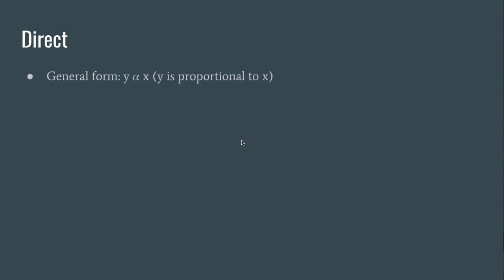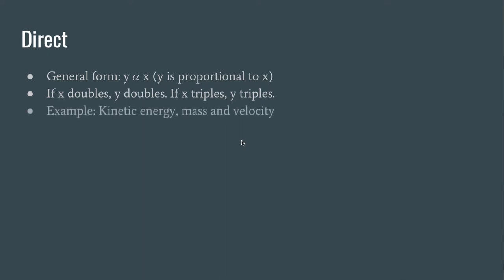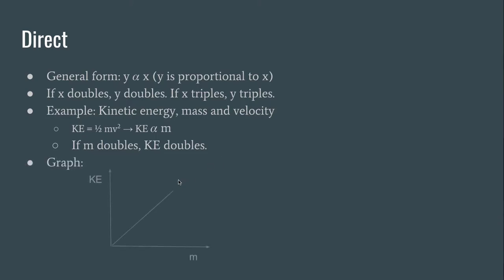They take the general form of y is proportional to x. So we should recognize that if x doubles, y is going to double. If x triples, y is going to triple. An example, if we look at the equation for kinetic energy that relates kinetic energy, mass, and velocity, here's the equation over here. KE equals 1/2 mv squared. KE is just going to be proportional to m because on that m there's no squared, no square root. And if m doubles, the KE is going to double. And if I make a graph of it, I end up with a nice straight line. So a direct relationship, you get a straight line.